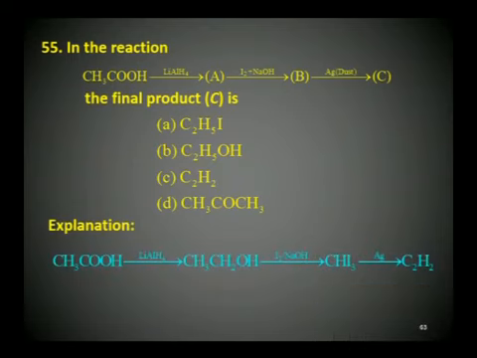Let us see the reaction. When acetic acid is reduced in the presence of lithium aluminum hydride, ethyl alcohol is produced. Ethyl alcohol, when it is treated with iodine and sodium hydroxide, first produces acetaldehyde followed by iodoform, that is CHI3. When iodoform is treated with silver, it produces acetylene, that is ethyne. So C is ethyne, C2H2. So answer C will be the correct option.